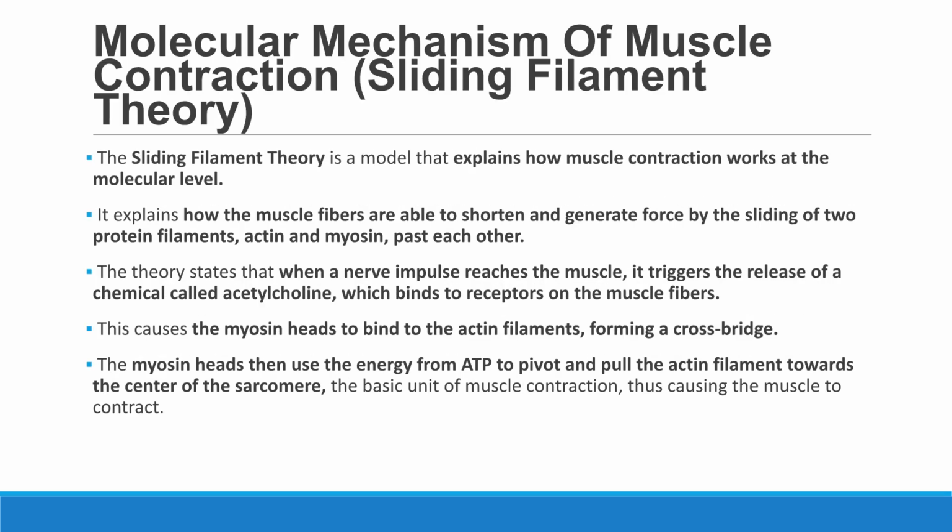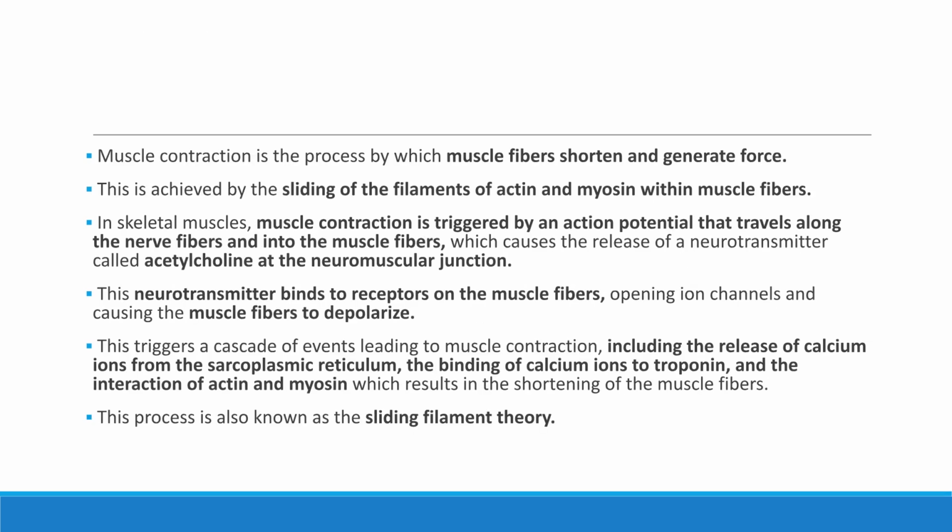The sliding filament theory explains muscle contraction at the molecular level. It states that actin and myosin filaments slide past each other to shorten the muscle fiber. Acetylcholine release triggers myosin heads to bind to actin, forming a cross bridge. Myosin heads use ATP energy to pivot and pull the actin filament toward the sarcomere center, causing muscle contraction. This process is also known as the sliding filament theory.